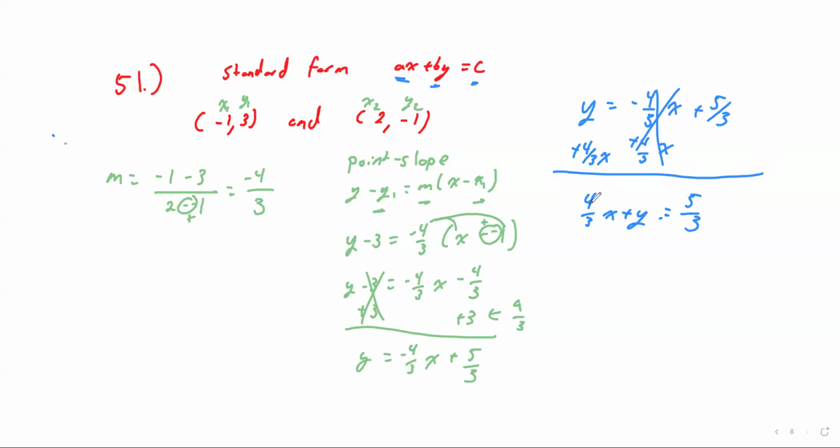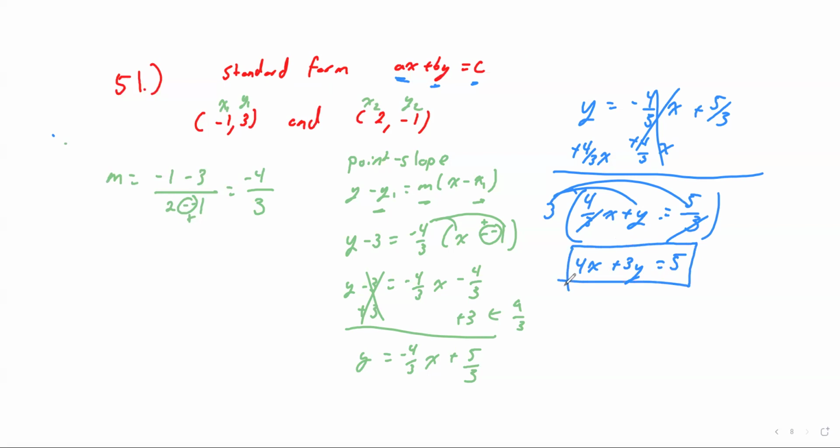All right. Now the issue is A and B have to be some type of integer, so that means that there cannot be any fractions. To get rid of the fraction, I'm going to multiply everything by 3. The 3 would cancel here, leaving me with 4x. 3 times y would be 3y. The 3 would cancel here, leaving me with 5. So this would be the proper standard form.